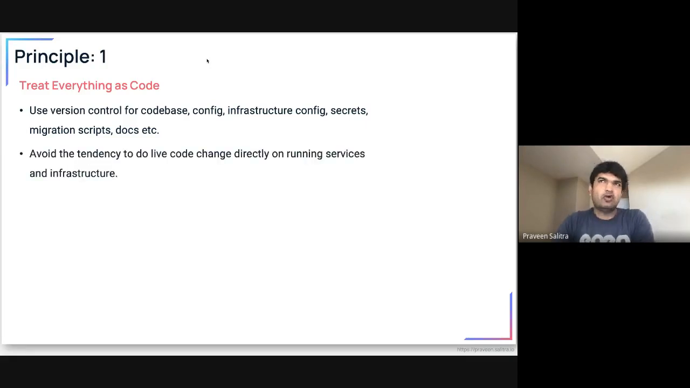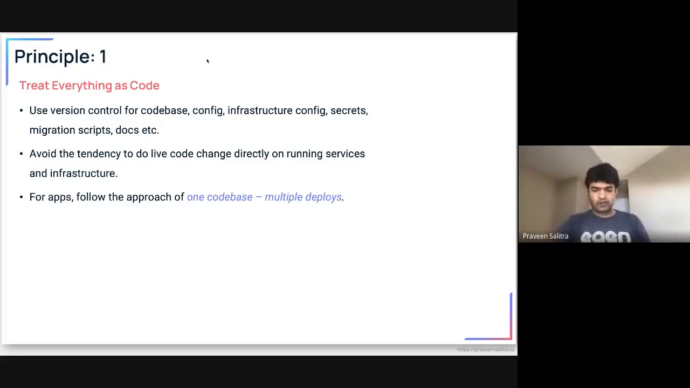The whole idea is to avoid the tendency to make live code changes directly on running instances, running servers, running applications, right? It's always going to be disastrous if you go there and by mistake you kill some processes, your users will be affected. So follow the concept of one code base, one repository, and you can deploy it multiple times. Whether you have one application, let's say an API, you have the version control in one repository, let's say on GitHub, and then you build it first, you package it once, and then you keep moving that to lower environments, let's say dev to QA to staging, and then to production.